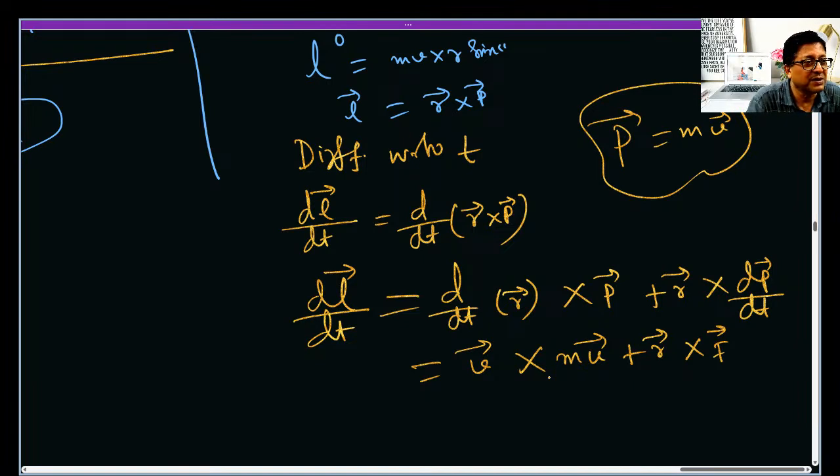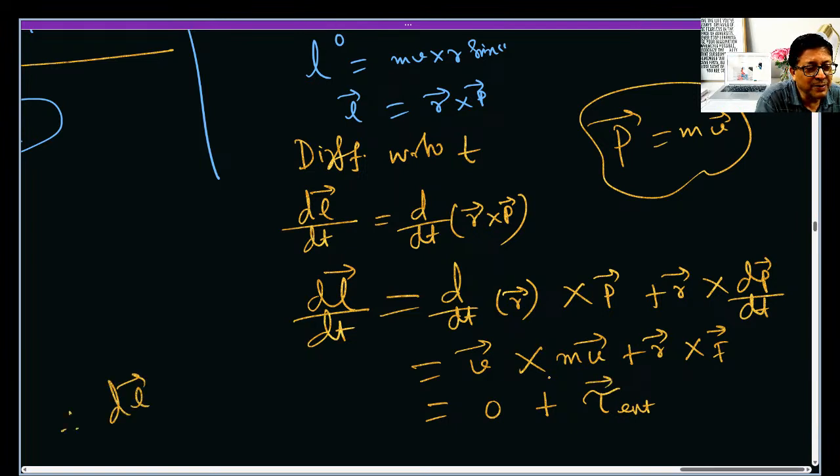Just v cross v, same vector. What is the cross product? ab sin theta. So v v sin 0. Same direction, no? So this part is going to be 0. And this part is what? Tau external. So dL by dt is equal to tau external.